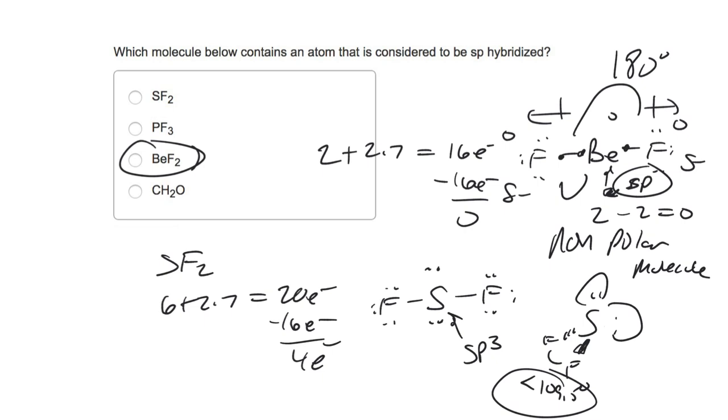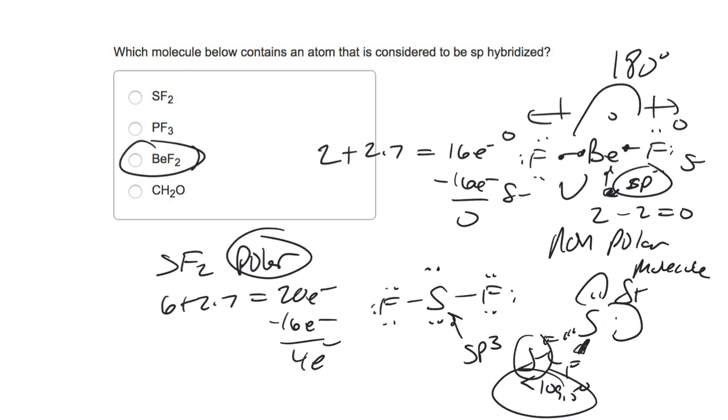And so definitely not linear. And so we're going to have a negative end of our molecule on this side and a positive end on the sulfur. So SF2 would be polar. If we're going to have a molecule that's tetrahedral, that's nonpolar, we're going to need one of two things.